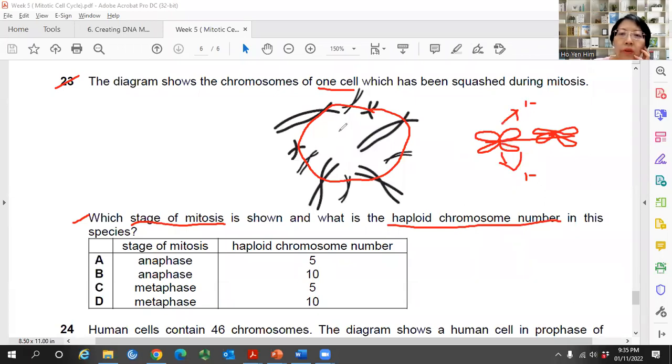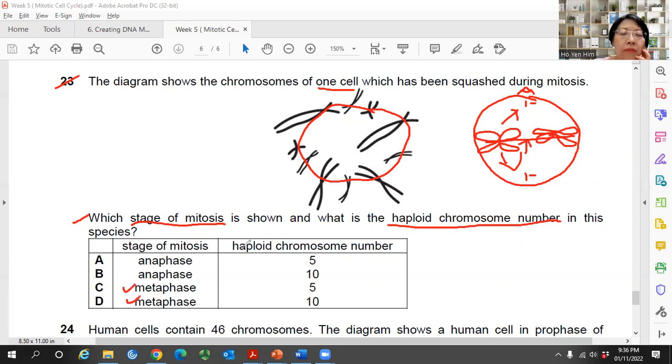So what happened here is we are looking at the cell from the pole. Let's say you're standing here and this is the earth, right? If you stand on top at the North Pole and look at it, you see the, what do you call this? They call it the metaphase plate, okay? So you see the metaphase plate as a circle. So therefore it's in a circle. So this must be during metaphase lah. So it's either C or D.